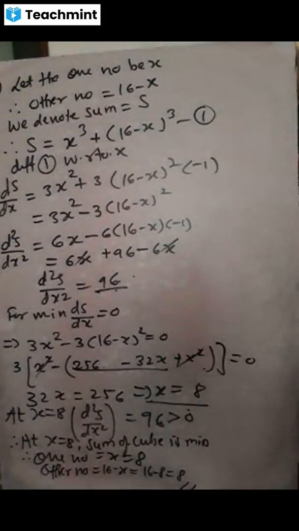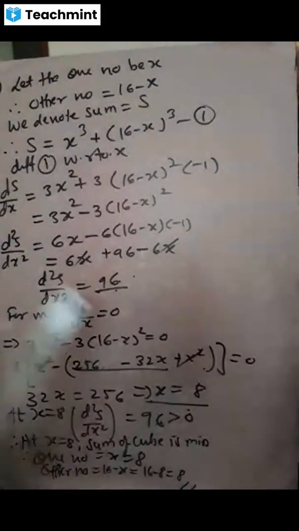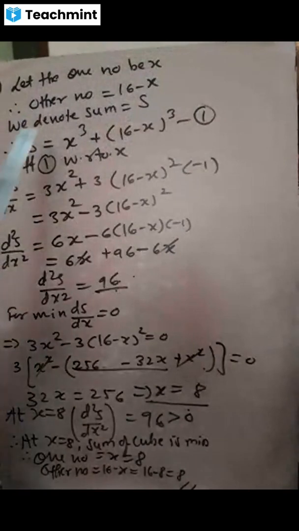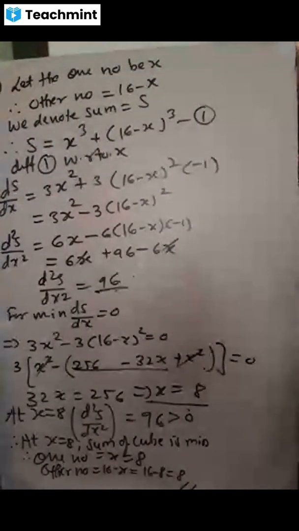See the question number 16. It is given: find two positive numbers whose sum is 16 and the sum of whose cubes is minimum. So we will start. Let one number be x and the sum is given as 16. Therefore the other number is 16 minus x.